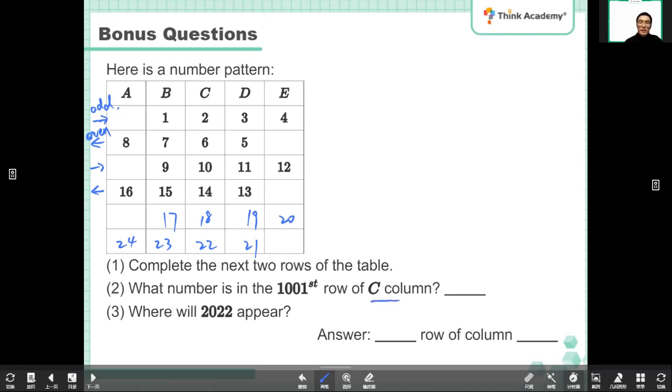So it's asking us for the C column. So let's look at the C column, shall we? The C column is 2, 6, 10, 14, 18, 22. So there is obviously a pattern. There's a common difference between each term, and we find that it's 4. 2 plus 4 is 6, 6 plus 4 is 10, and then 4, 4, 4.